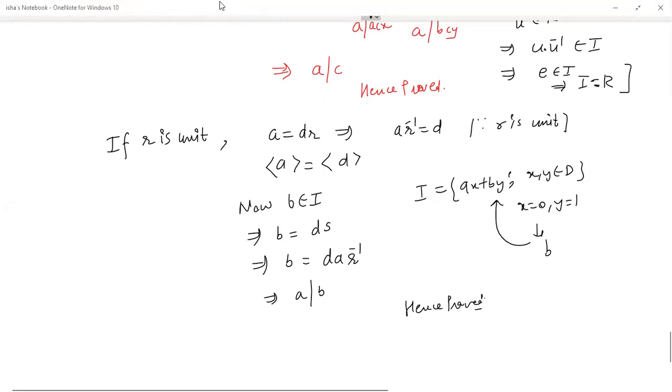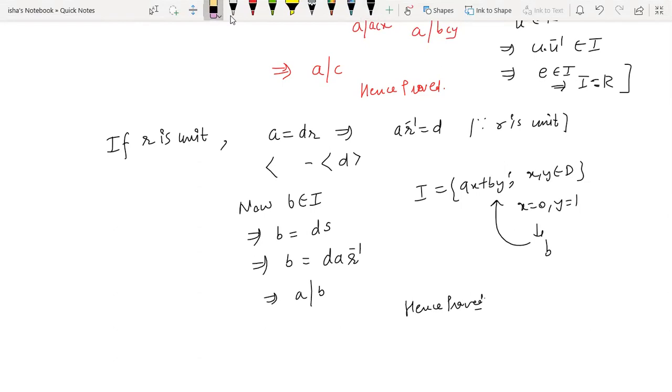So even if you want to skip this, that is also fine. Directly you can use this step to establish the result, that A is coming out to be DR, where R is a unit, so it implies R inverse exists, so D can be written like AR inverse. So I have just used that value here. So in both the cases, we are done with the proof. So what we have proved is that in a PID, a principal ideal domain, it is equivalent: the prime element is going to be the same as the irreducible element.